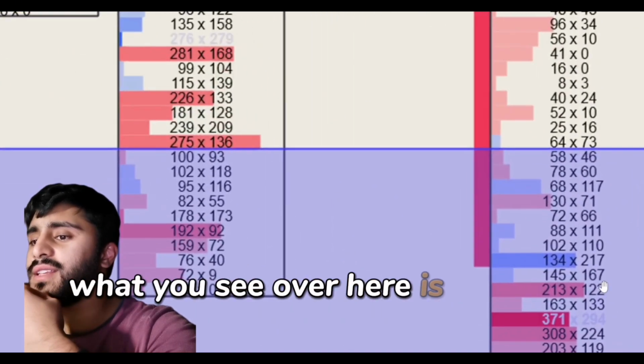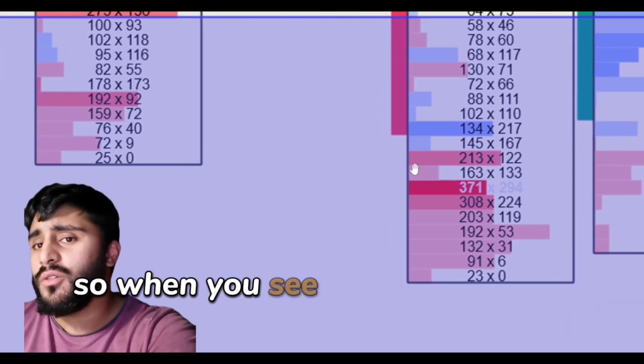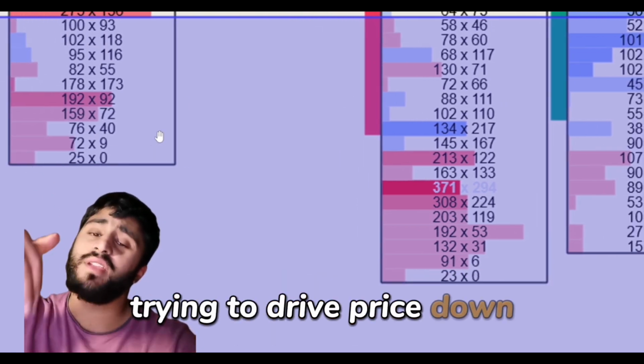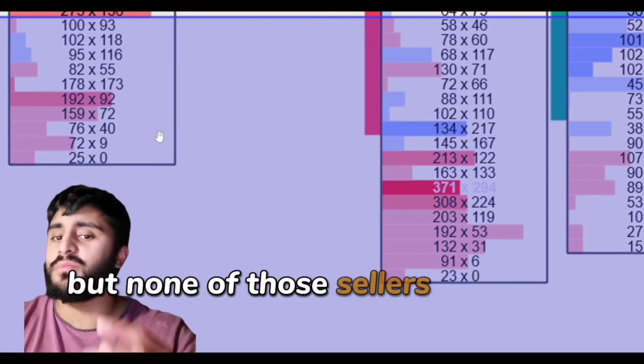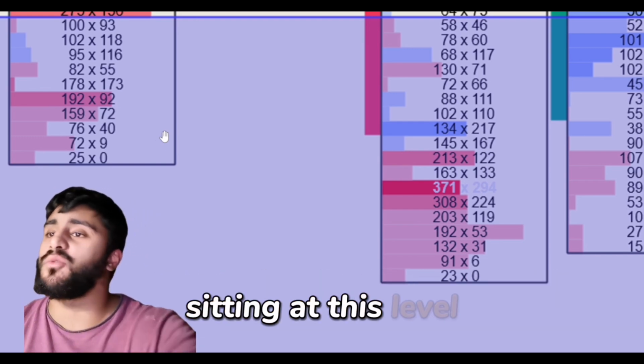What you see over here is a ton of aggressive sellers that aren't being rewarded. So when you see a lot of red over here, this means that there's lots of sellers that are trying to drive price down in real time, but none of those sellers are being rewarded. And what that tells you is that there's passive buyers sitting at this level.